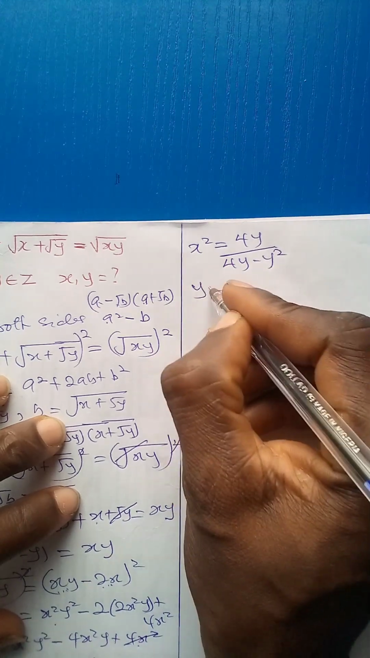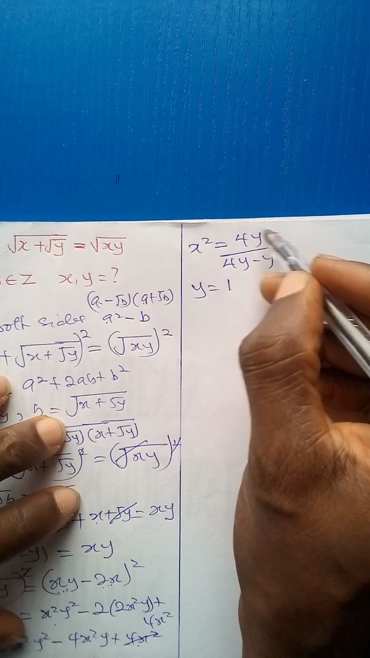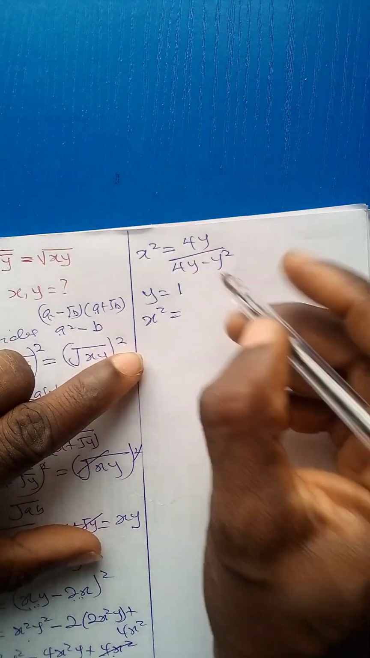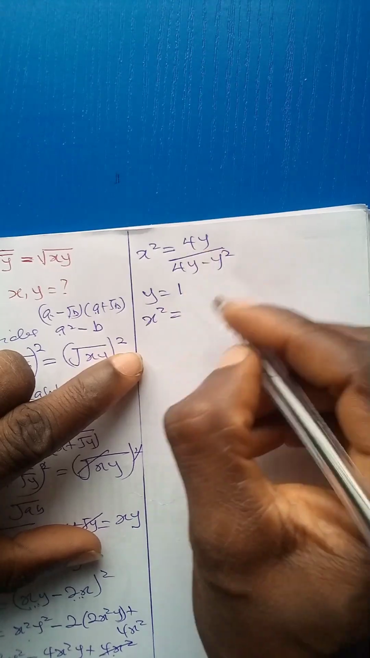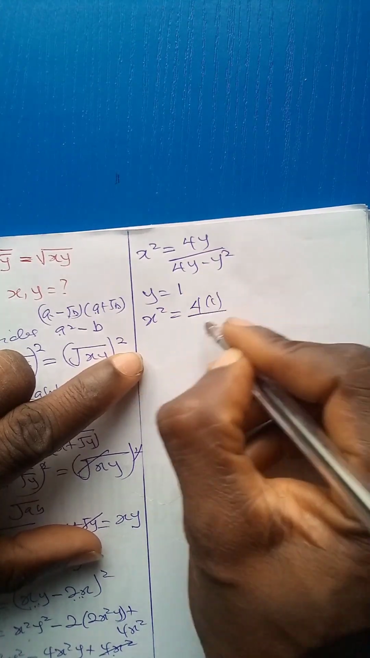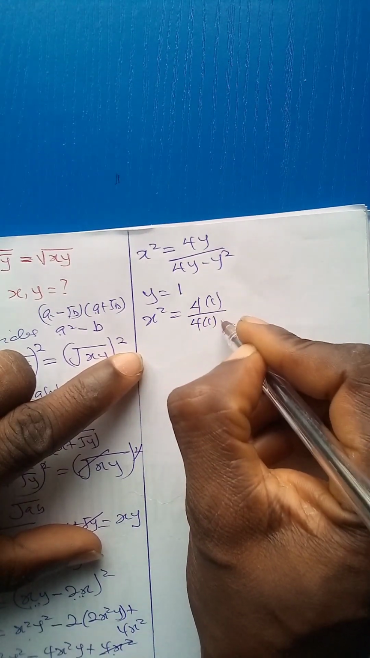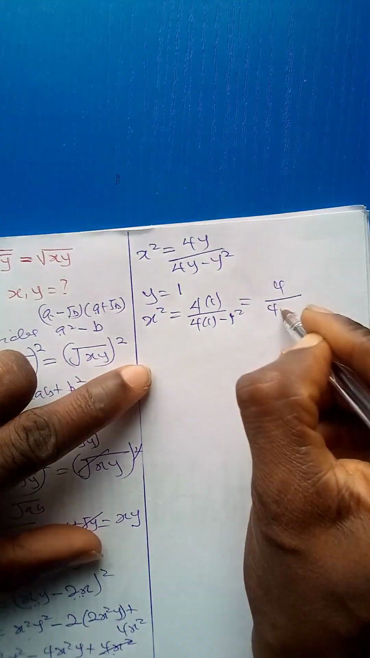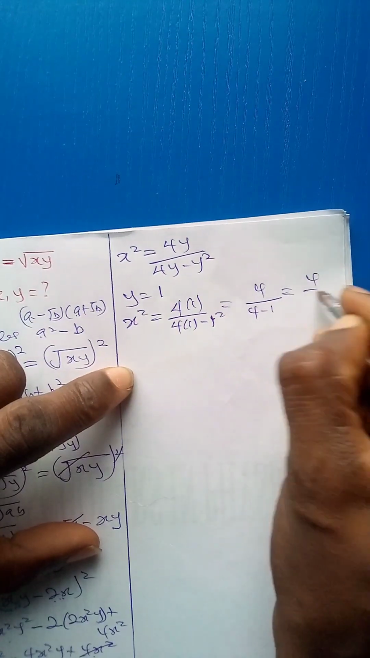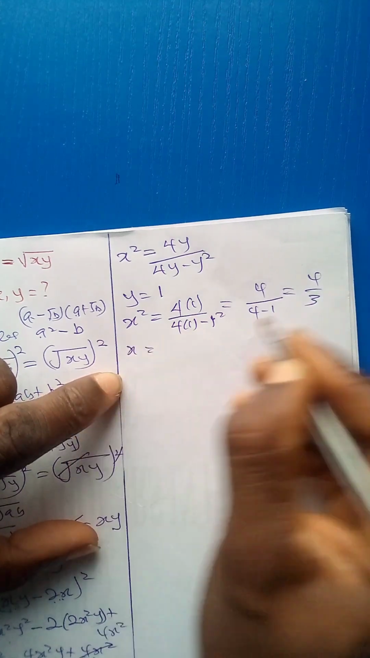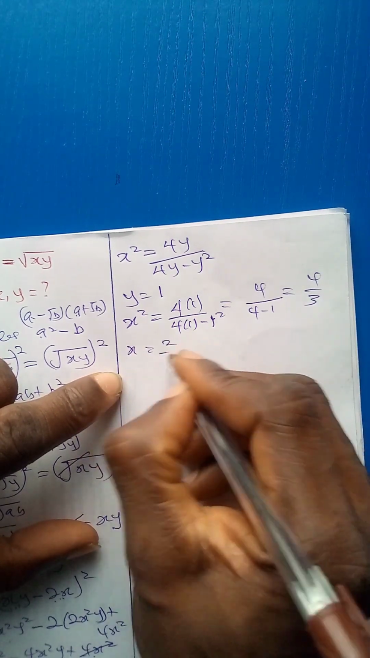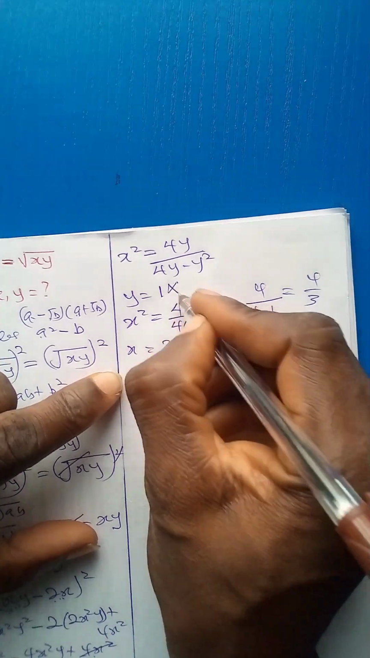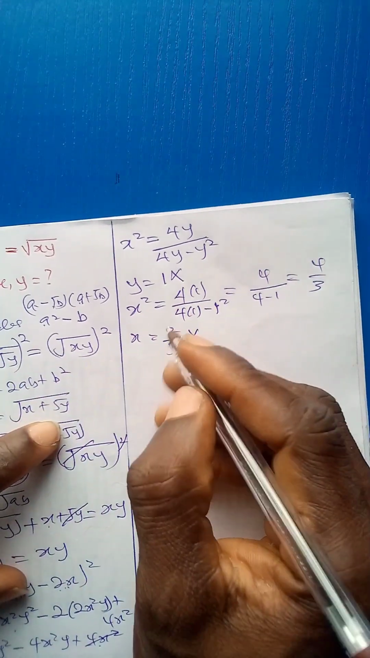We are going to let y equal 1 first, because if we let y equal 0, we are going to get an undefined fraction. Let's put in 1 for y, where we see y in this equation. So 4 times 1 all over 4 times 1 minus 1 squared will give us 4 over 4 minus 1, which is 4 over 3. If we find the square root of 4 over 3, we are going to get 2 over root 3. This is not a whole number, therefore this is not a solution.